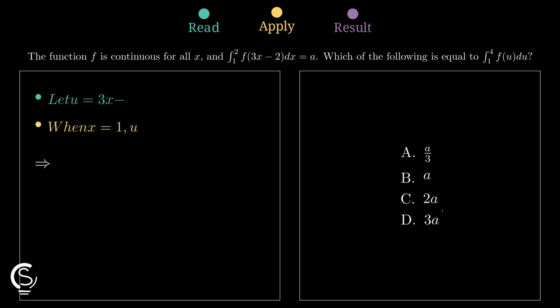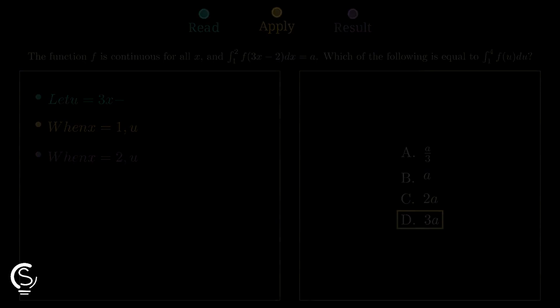Substituting everything back gives 1/3 of the integral from 1 to 4, so the total is 3a. Well done! Option D is correct.